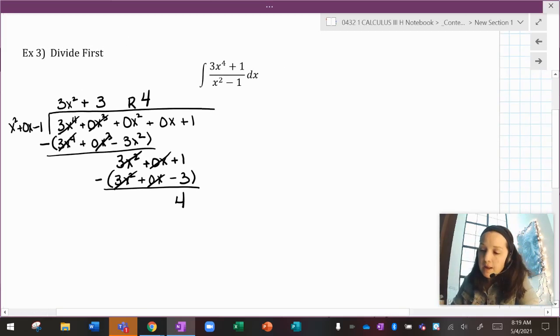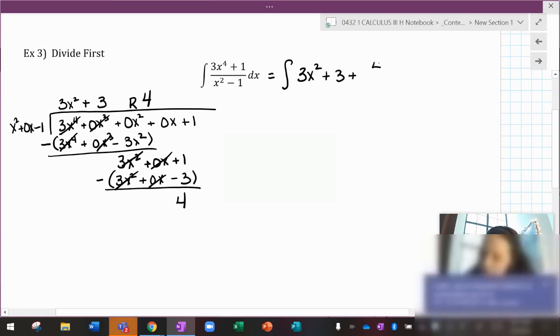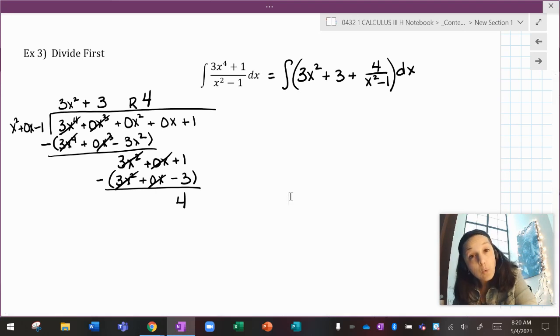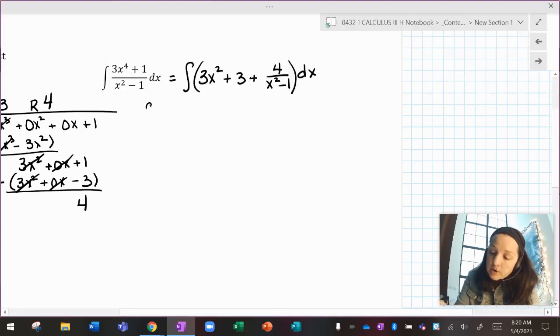Well, what does that mean? That means that this can be rewritten as 3x squared plus 3 plus 4 over x squared minus 1, and then I have a dx there. Fantastic. Well, I can take the antiderivative of 3x squared plus 3. I can try to take the antiderivative of 4 over x squared minus 1, but that's going to require partial fractions. So I'm going to separate this into the two pieces I know I can handle.